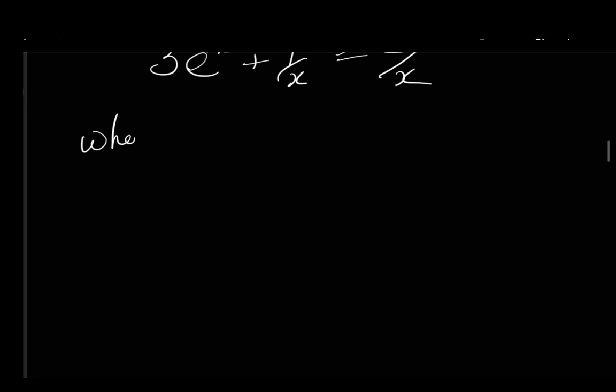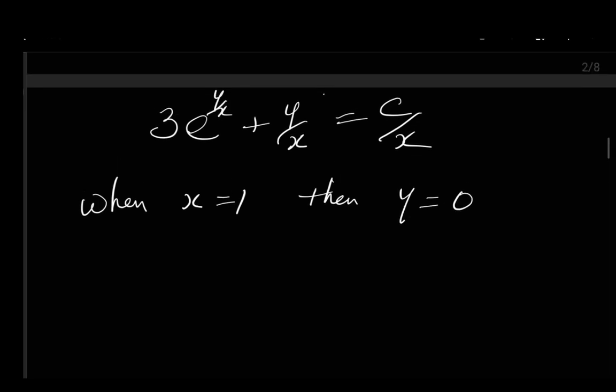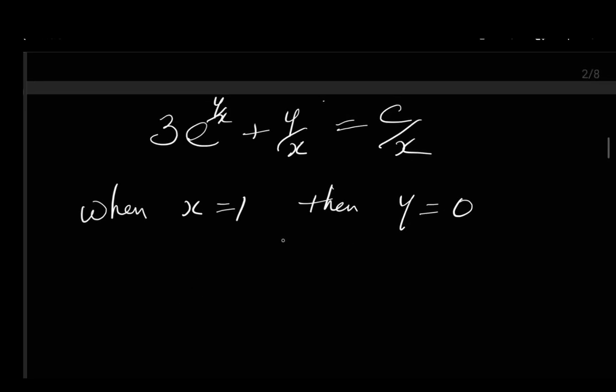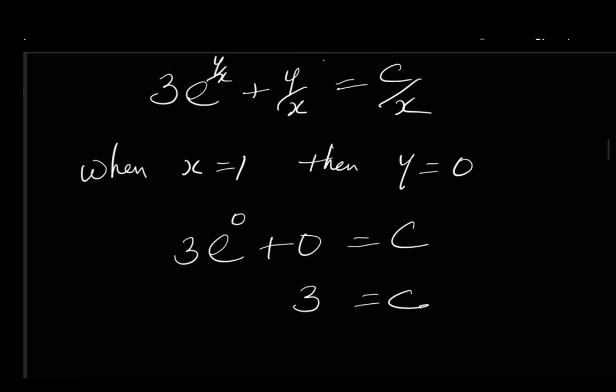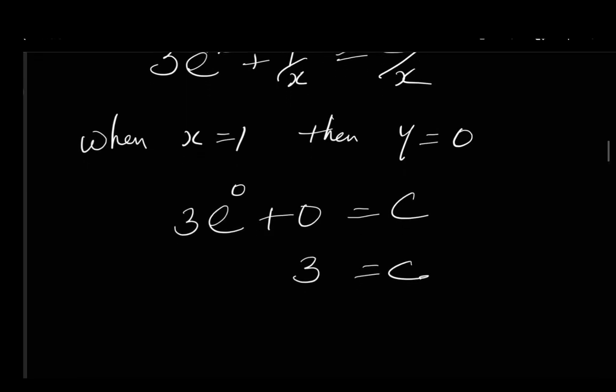When x equals 1, then y is equal to 0. So replace x as 1, y as 0. So 3 into, if I substitute y as 0, x as 1, this is e power 0, plus 0 by 1, 0. Is equal to, x is 1, so you will get 3. So 3 e power 0, e power 0 value is 1, so just 3. C value is 3. So substitute in the equation.